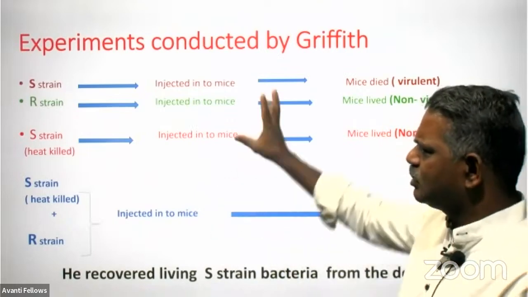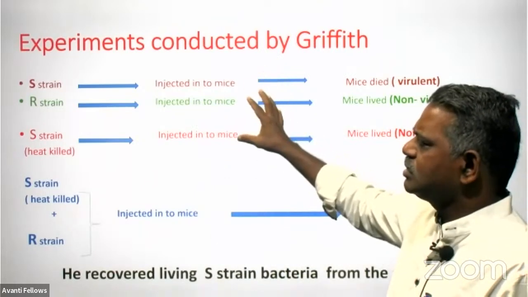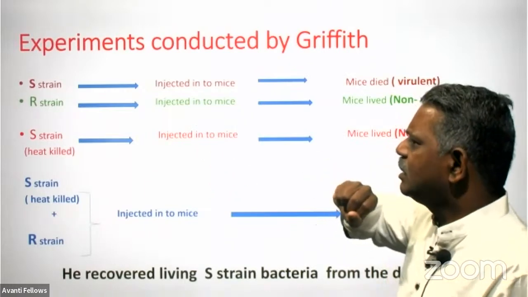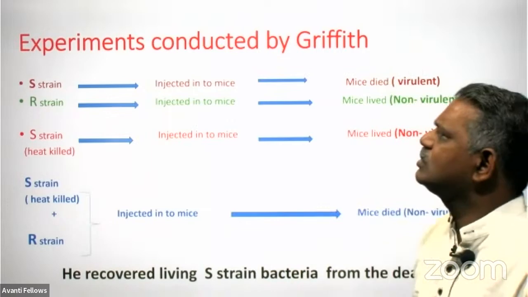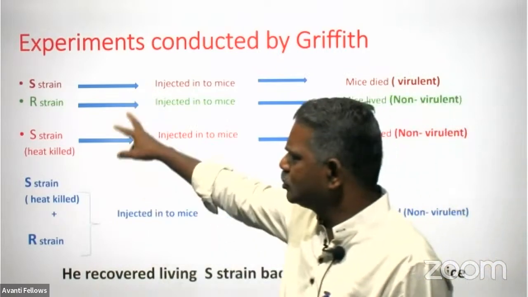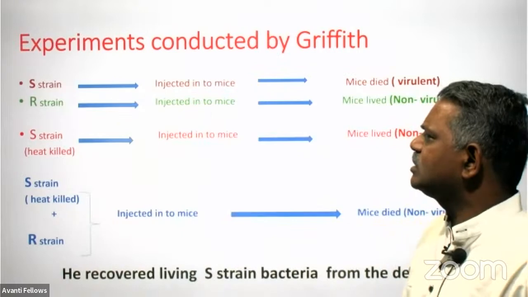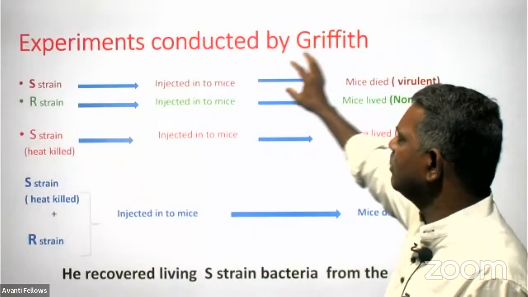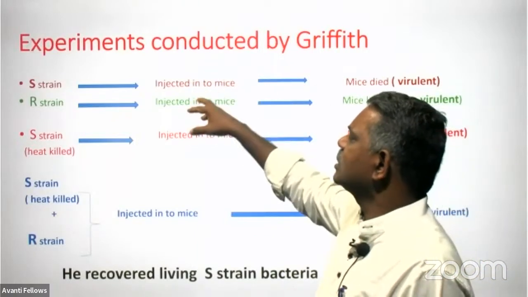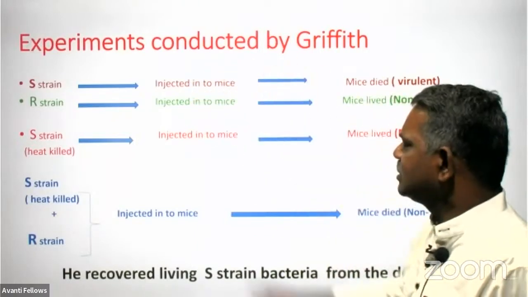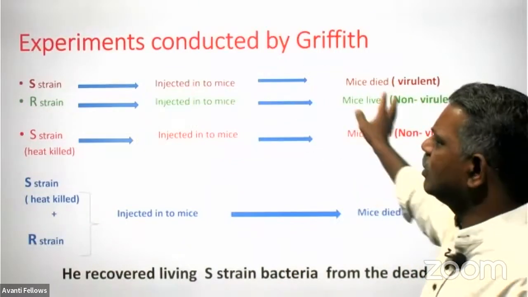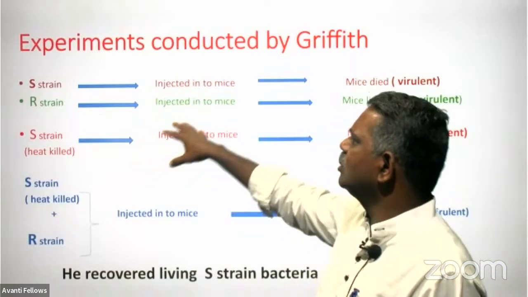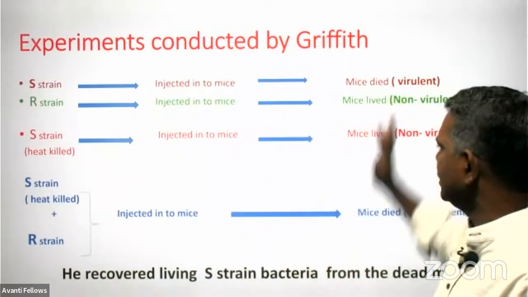The concept is very simple. There are two strains of the pneumococcus bacteria causing the disease, and he used these two strains and injected them into the body of the mice, the S strain and the R strain. He found the S strain is virulent, and because of its injection, that mice died. Whereas the R strain is non-virulent. After injecting the rough strain pneumococcus bacteria into the body of the mice, that mice lived because it is non-virulent.